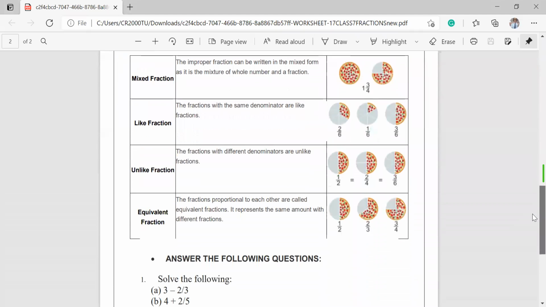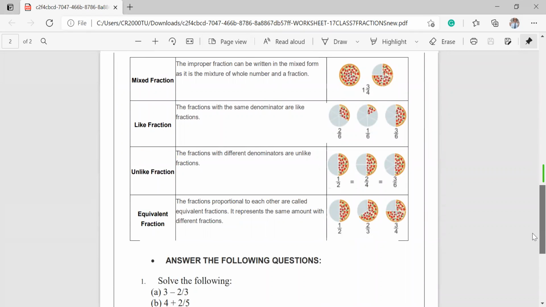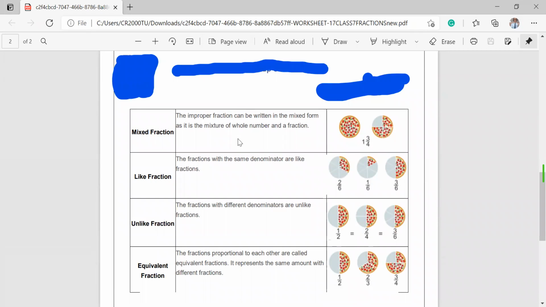So in the mixed fraction, we have discussed that the improper fraction can be written in mixed form as it is the mix of a whole number and a fraction. In the like fractions we discussed that when the denominators are the same, the fractions are known as like fractions. In unlike fractions, the opposite of like fractions, the fractions have different denominators. In the equivalent fractions, when the fractions are proportional to each other, they are called equivalent fractions, and they represent the same amount with different fractions.